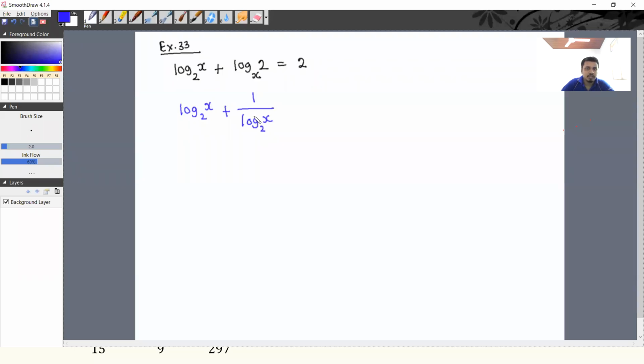If we write 1 over, then the argument and base get interchanged. Do you remember this? x to the power minus 1, the same thing we can rewrite as 1 over x. Like this, the same property we can observe in logarithm. If you need to interchange the argument and base values, then what you need to do is divide it by 1. That is a property. This equals 2.